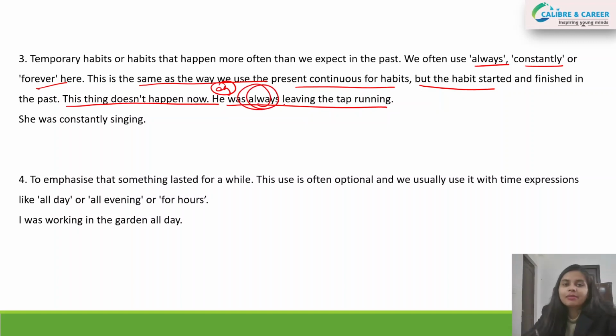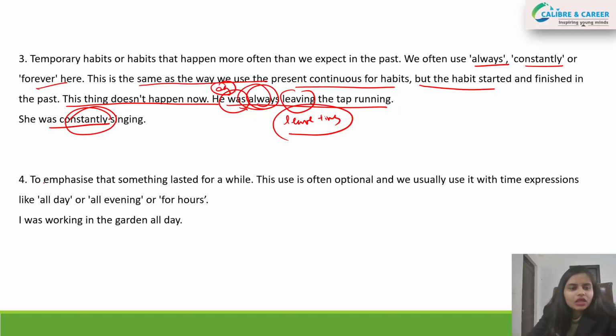Always. That means some habit is there, and with respect to it, the past continuous tense has been used. He was always leaving the tap running. She was constantly singing. Constantly, habit. So always remember these three words: always, constantly, and forever. With respect to this, you will use your past continuous tense. And what will be the past continuous tense? First, was is used with he. That is correct. Here, leaving, that means leave plus ing, so leaving the tap running.